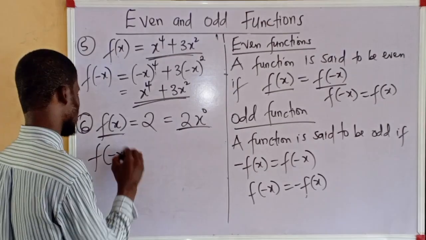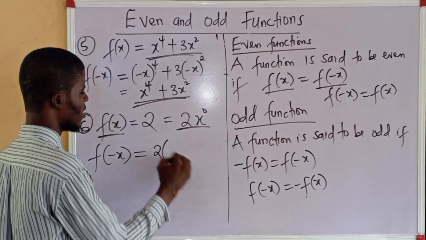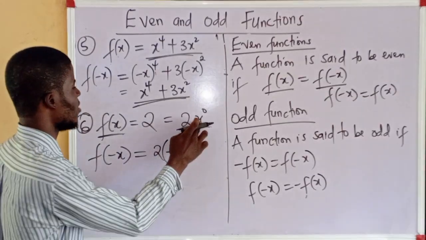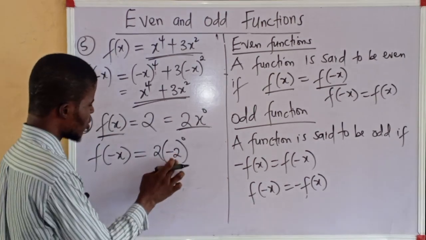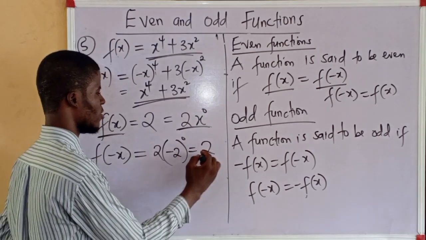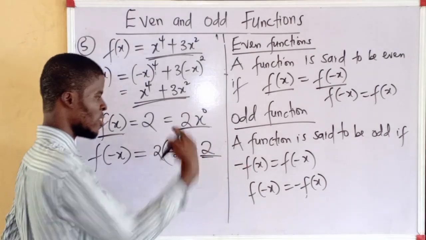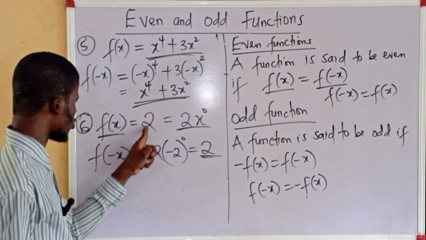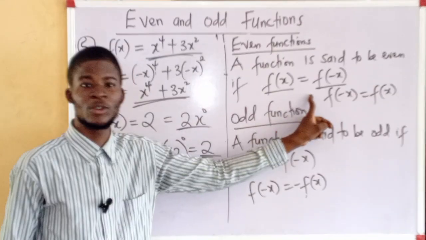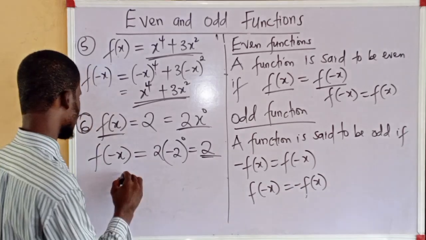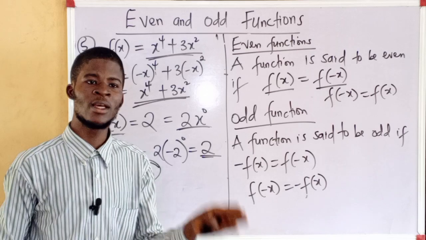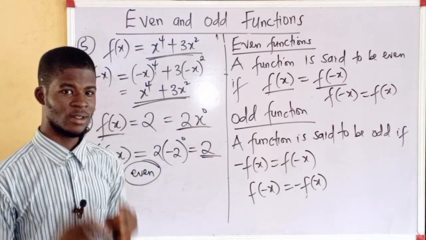f of minus x will now be 2 in bracket minus 2 raised to the power 0. Am I right? Yes. In place of the x now, I'm writing minus 2. Minus 2 raised to the power 0 itself is 1. 1 times 2 is 2, which is the same as saying 2x raised to the power 0. So f of x equal to 2, f of minus x equal to 2. Based on this, the function is what? Even. So take note, all constant functions are even functions. Take note of that.